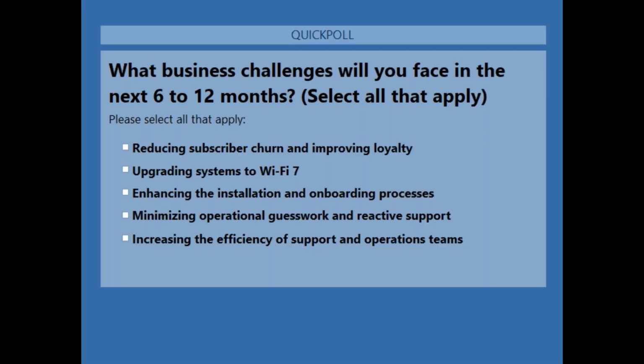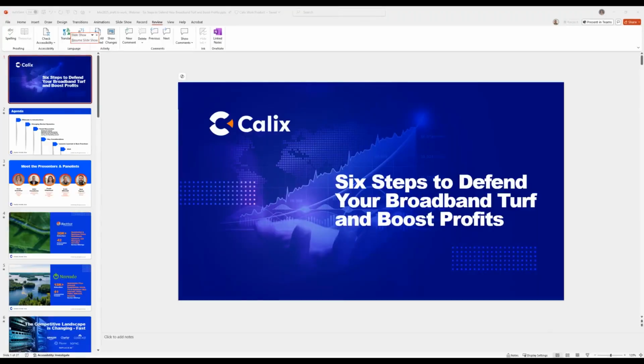And I'll give you a little bit of a flavor of what's happening in the background. Oh, great. As the polls come in, it seems like there's a good split between reducing subscriber churn and improving loyalty, and the bottom one is increasing the efficiency of support and operations. It's jumping around quite a bit, actually, and even enhancing the installation and onboarding process. So I would say almost equally across those three, and then minimizing operational guesswork falls in next, followed by upgrading to Wi-Fi 7 systems would be the last. Oh, how interesting. Okay, great.